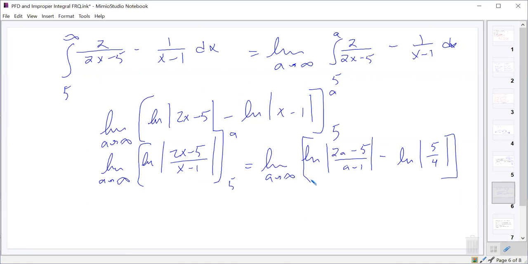And then the 2a minus 5 over a minus 1, as a goes towards infinity, the thing inside of here just becomes 2. So we end up with the natural log of 2 minus the natural log of 5/4, which would be 2 over 5/4, or the natural log of 8/5. Everybody good with that?